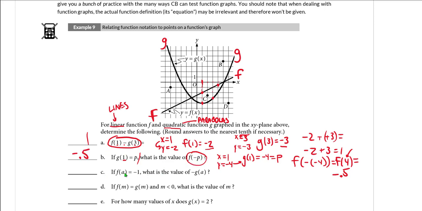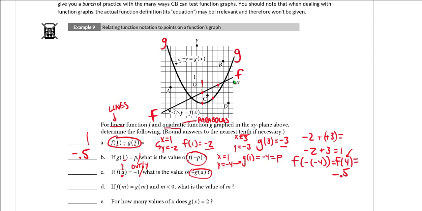In the next example, we have f of a equals negative 1. What is the value of negative g of a? Okay, so in this case, you notice that we are given not an x value. Here we are given an output, or y value. So we have to sort of work backward to find out, and we did do this in the previous section. We have to work backwards to find out what input value, in this case an a value, produced that output value. So remember that a is an x value, and that negative 1 is a y value.